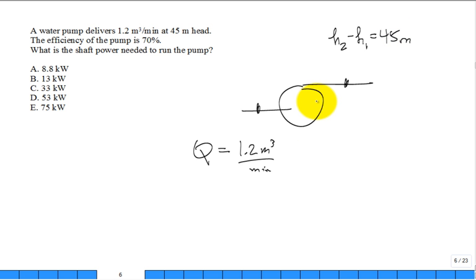The pump efficiency, so you're supplying some shaft here, and the efficiency of the pump is 70%. What is the shaft power, W dot shaft, needed to run the pump? And you'll need a calculator.